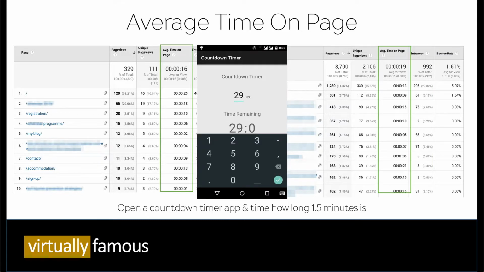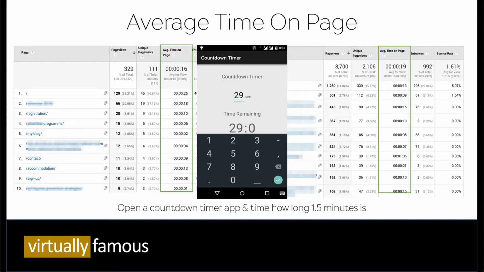So average time on page, you can see in this case 25 seconds, 18 seconds. One of the key things I like to look at is that it's not necessarily as fast as what you think it is. So for example, if you were to open a countdown timer on your phone and time how long 1.5 minutes is, so press go and then go to your website and click on a couple of pages and read something, you'd be really surprised how long 1.5 minutes is.